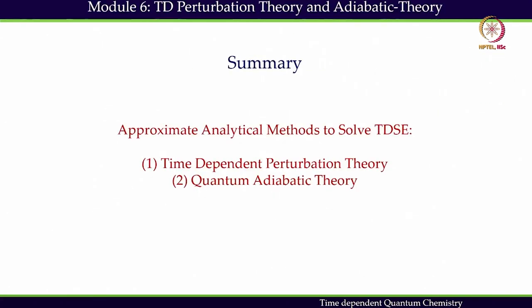We have come to the end of this present module. In this module, we have given theories which can be used to solve analytically the TDSE, time dependent Schrodinger equation, to explore the dynamics of a quantum system. We have presented time dependent perturbation theory, which can be used to find out the dynamical evolution of a system. Time dependent perturbation theory will be very frequently used for light absorption, light emission, and non-radiative transition.